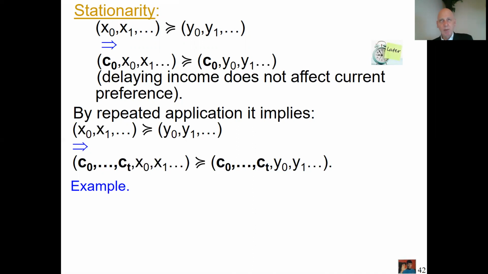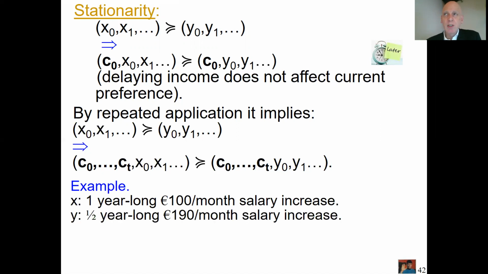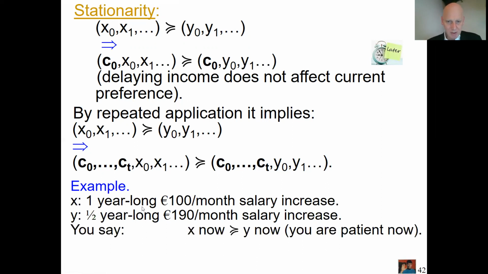Let me give you an example. Imagine you can choose either during 1 year you have 100 euro per month extra in salary, or during half a year you have 190 euro per month extra. Second one, you get your money sooner, but in total you get less. So what do you prefer? Maybe if you're very impatient, you prefer the lower one. If you are patient, you prefer the upper one. Let's assume for now that you're patient. You say, I prefer the upper one. The bigger amount in total, I like more. I don't mind so much waiting a bit for it.